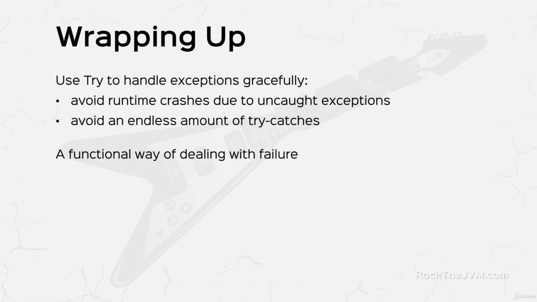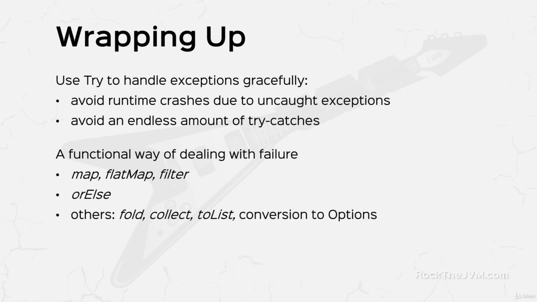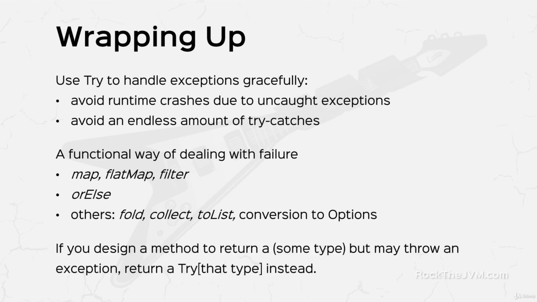So try is a functional way of dealing with possibly failed computations, and you've seen utilities for those. You've seen map, flatMap, and filter in the latest exercise. You've seen orElse, and there are others to consider, for example, fold or toList or conversion to options. Now remember, if you are dealing with unsafe APIs that might throw exceptions and you are the designer of those APIs, if you think your code might throw an exception, use try instead.